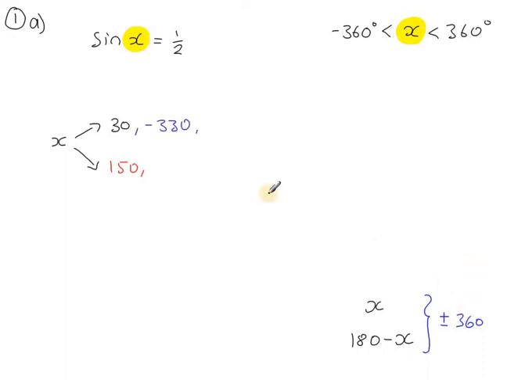So if I subtract 360 degrees from 30, I get minus 330, and that's within the interval, so that's a valid angle. But if I add 360 to the 30, I get 390, and that takes me outside this interval, so I don't want that angle. Now the 150 degrees, if I subtract 360, I get minus 210, that's within the interval, that's a good angle. If I add 360, it will take me outside the interval, so I don't want any of those angles.